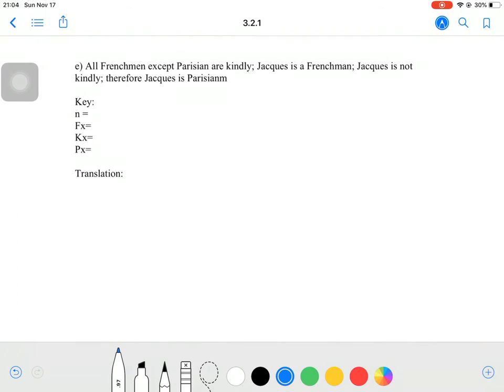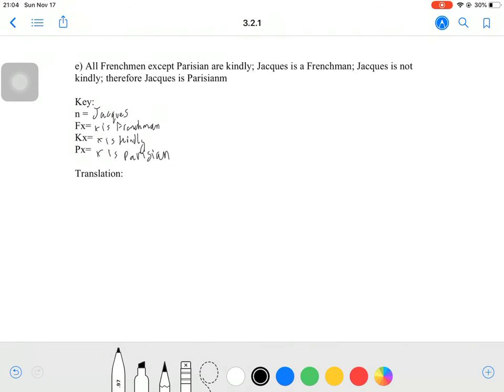All Frenchmen except Parisians are kindly. Jacques is a Frenchman. Jacques is not kindly. Therefore, Jacques is a Parisian. Let's start with our key. Let's let this be Jacques. X is a Frenchman. X is kindly. X is a Parisian.